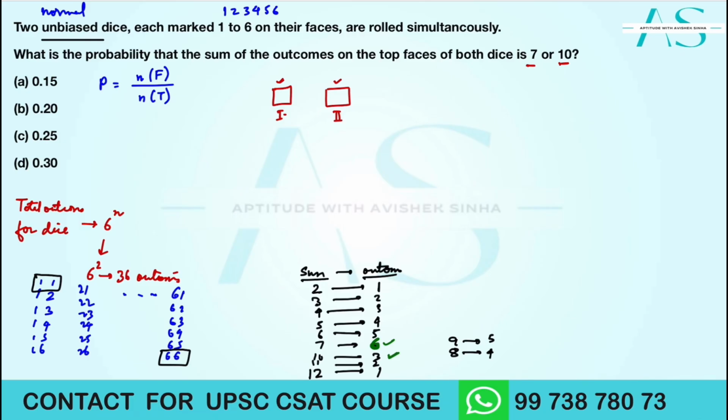Now 7 is occurring 6 times, 10 is occurring 3 times. तो favorable outcomes कितने हो गए मेरे पास? Favorable outcome is 6 plus 3. Total outcome is 36. So this becomes 9 upon 36, which is 1 upon 4, or 0.25 is our probability. Option C is our correct fit.